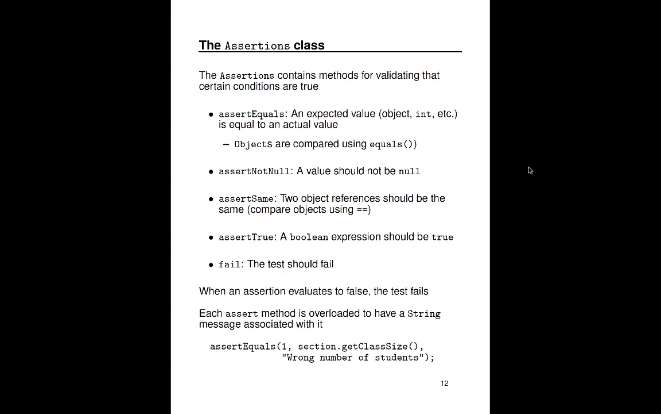So every assert method is overloaded to have a string message that's associated with it. So there are two-argument versions, like assertEquals of 1 and section.getClass. And if you want, you can then add a message that is displayed with the assertion failure that gives a little bit more context. So in this case, you could say "wrong number of students." In my experience, this is very helpful, but it's not something you want to do every time. So what I find myself doing is that I'll add this context only after the test has been passing for a long time and then suddenly fails.